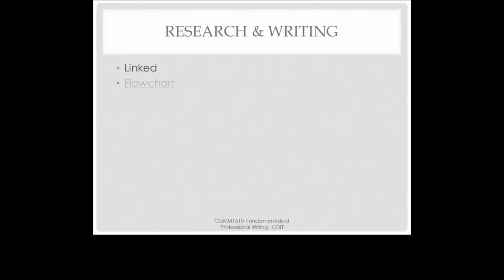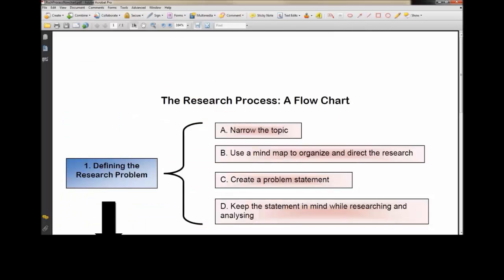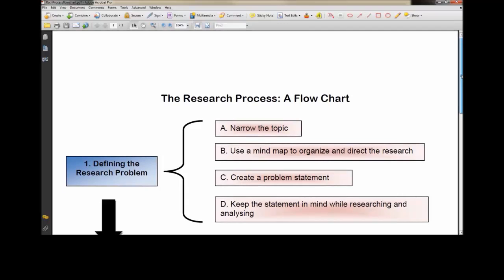Now, the research and writing processes are linked together, especially at the beginning stages. As you can see from this flow chart here, the first stage, defining the research problem, is composed of things like narrowing your topic, using a mind map, creating a problem or a thesis statement. And as you'll see from the next few slides, these steps are also part of the writing process.